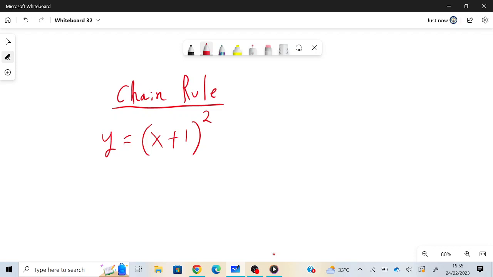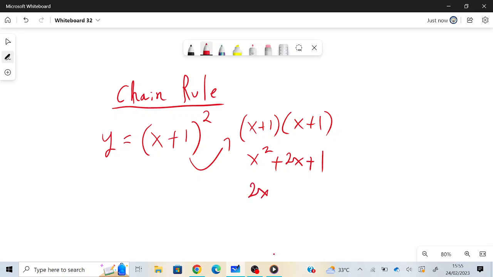Now, what one can do is go ahead and expand this. You can say, okay, x plus 1 and then x plus 1, then expand. This gives you x squared plus 2x plus 1, and then differentiate the terms separately. That's 2x plus 2. So you now say dy/dx is 2x plus 2.